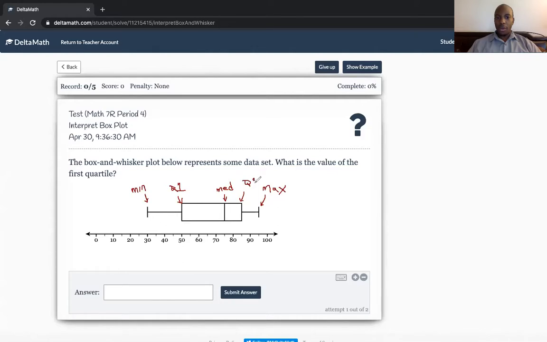Now remember, the median is also known as quartile 2. However, it may not be referred to as quartile 2 throughout this Deltamath assignment, but it's good for you to also know that the median is also quartile 2. Okay, so these are your 5 data points.